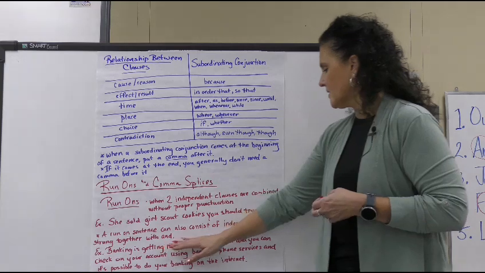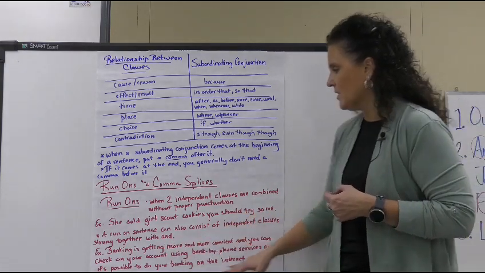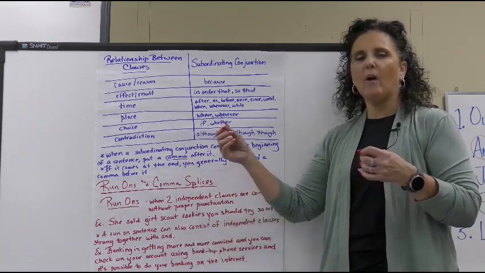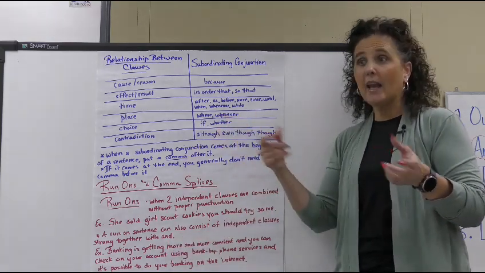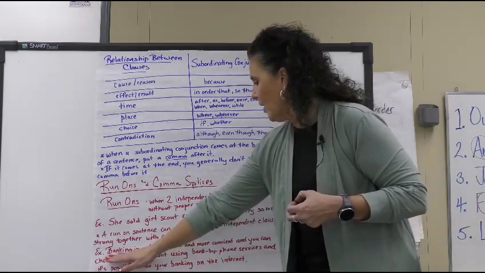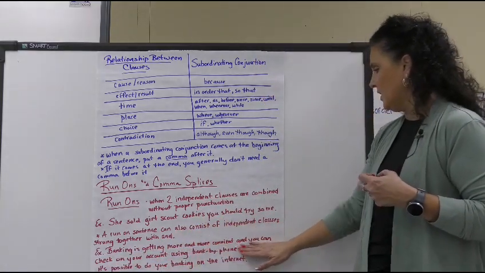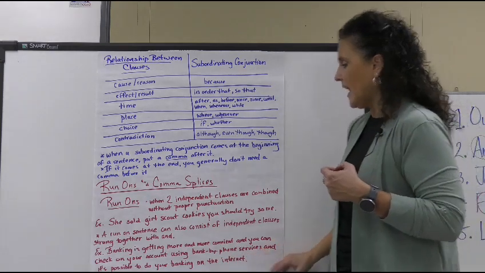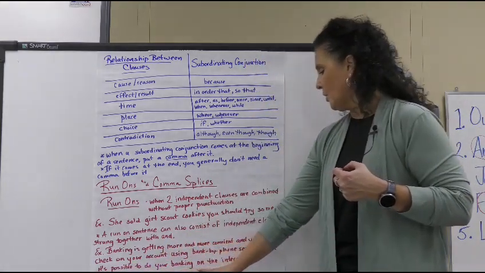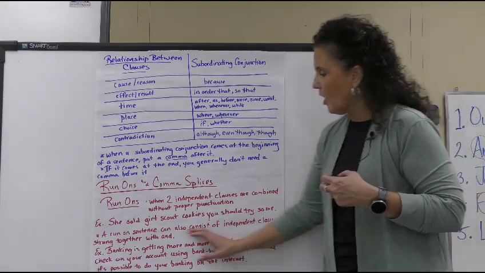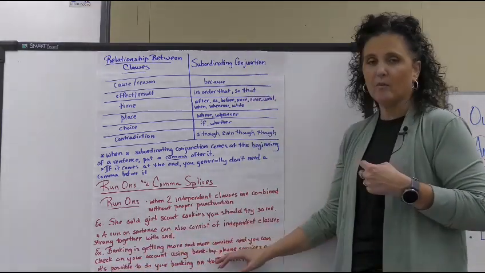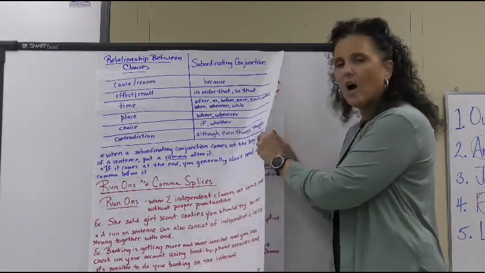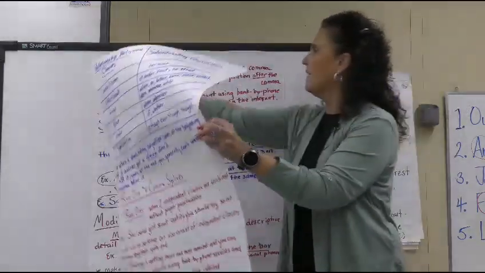A run-on sentence can also consist of independent clauses strung together with the word and. Sometimes people, when they're writing, will just keep putting sentences together and adding the word and, hooking them together. Banking is getting more and more convenient, and you can check on your account using bank by phone services, and it's possible to do your banking on the internet. Those are all separate sentences that whoever wrote this just stuck together with the word and. That's a run-on sentence. You don't want to do that.